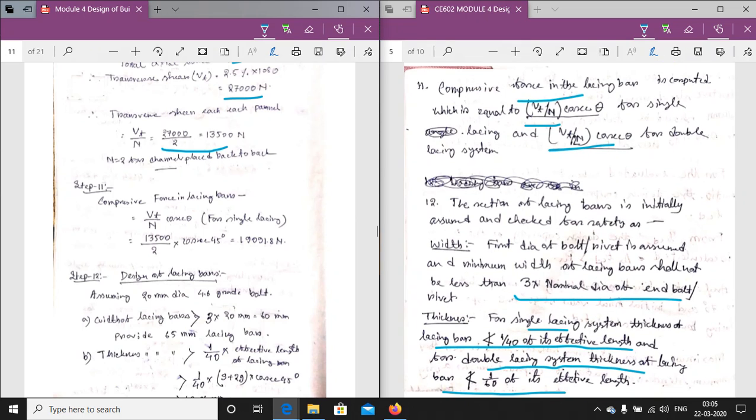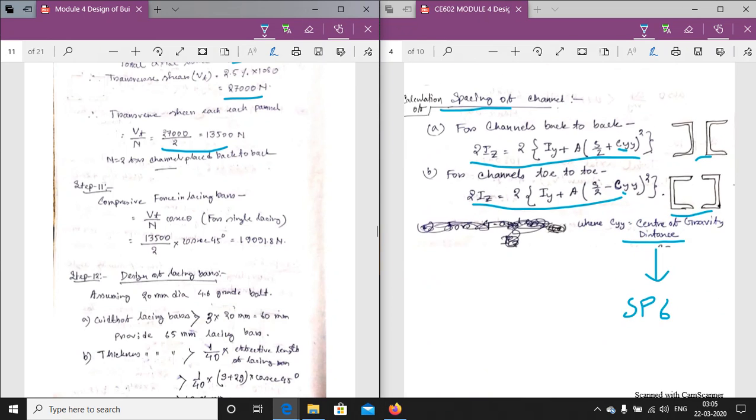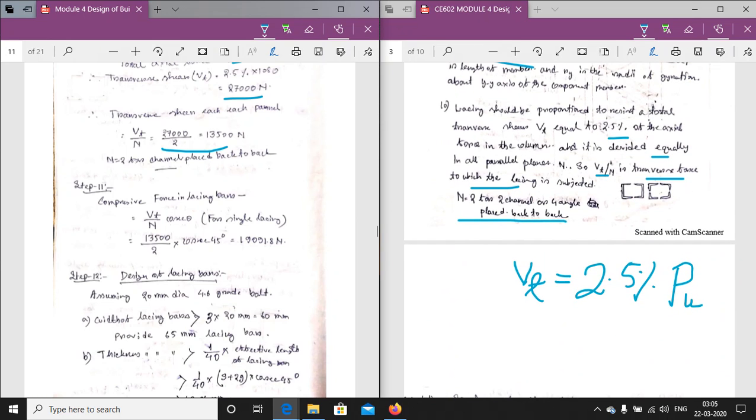Now coming to step number 11. The compressive force in the lacing bar is equal to Vt by N cosec theta for single lacing, and Vt by 2N cosec theta for double lacing. Here N equals 2. What is the meaning of N? N is 2 for 2 channels or 4 angles placed back to back. Here 2 channels are placed back to back, so the value of N will be 2.